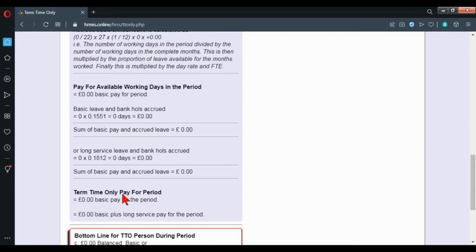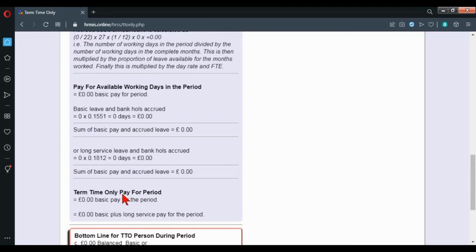It is also useful in showing the difference between what a hypothetical non-term time only person might enjoy in terms of pay and value of leave accrued. The difference between that and what a term time only person receives helps indicate whether the term time only person has been under or overpaid for the period.